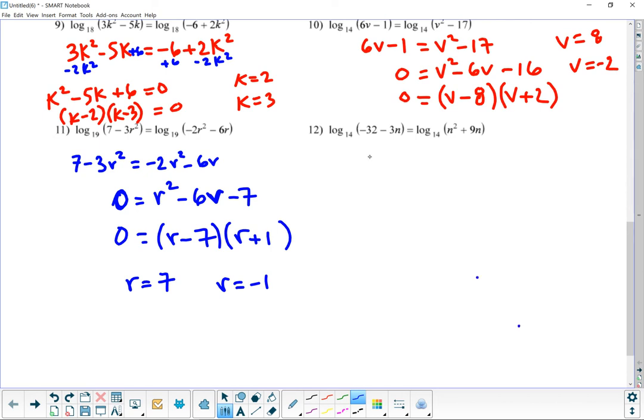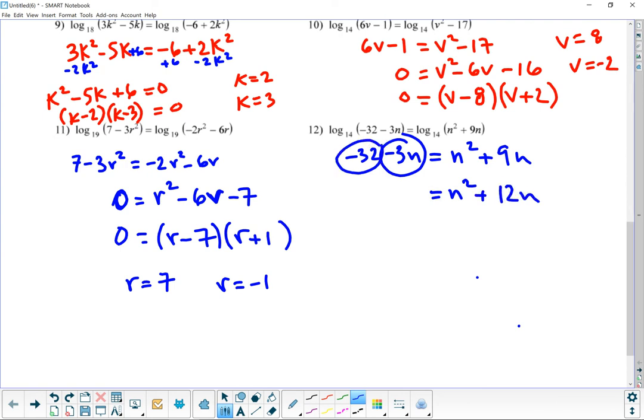Log base 14, both sides. So we will rewrite this as negative 32 minus 3n equals n squared plus 9n, right? I'm thinking, you know what? I'm going to move everything to this side because I want the n squared to be positive, excuse me. So I will have n squared. If I move this negative 3n, which means positive 3n, I'll have 9, 10, 11, 12n. And if I move this negative 32, it'll be positive 32, which is not going to add to anything. And I'll get 0 left over.